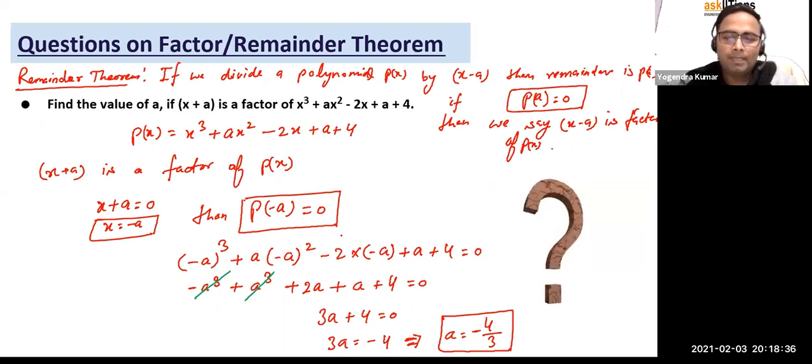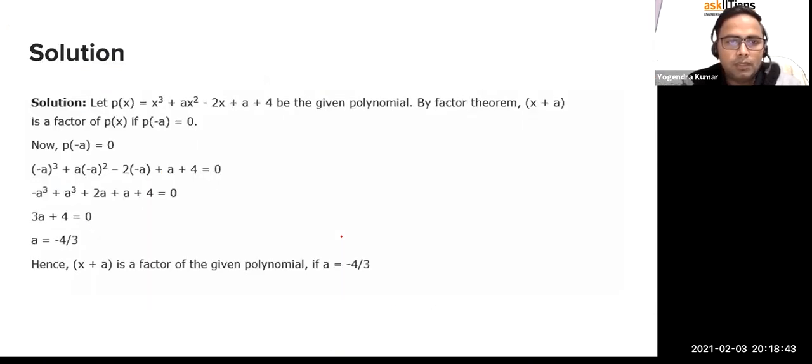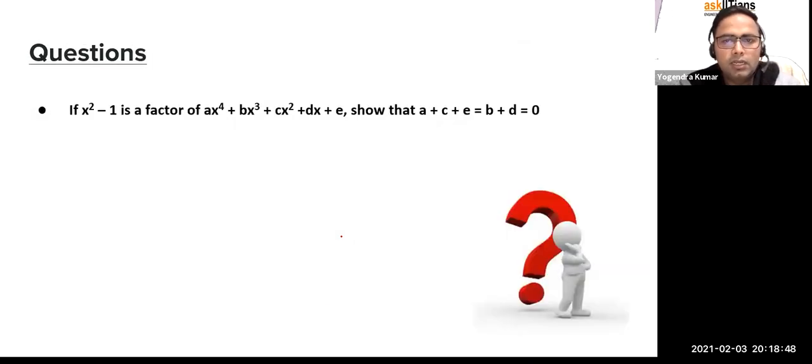Is that clear? Let's come to the next question, right? You should practice this question by yourself, okay? Again, this is the answer. We have the solution here, right? We got it. Now let's come to this question. What are they saying? x square minus 1 is a factor of ax power 4 plus bx cube plus cx square plus dx plus e. Then show that a plus c plus e is equal to b plus d is equal to 0. This is what we need to prove, right?